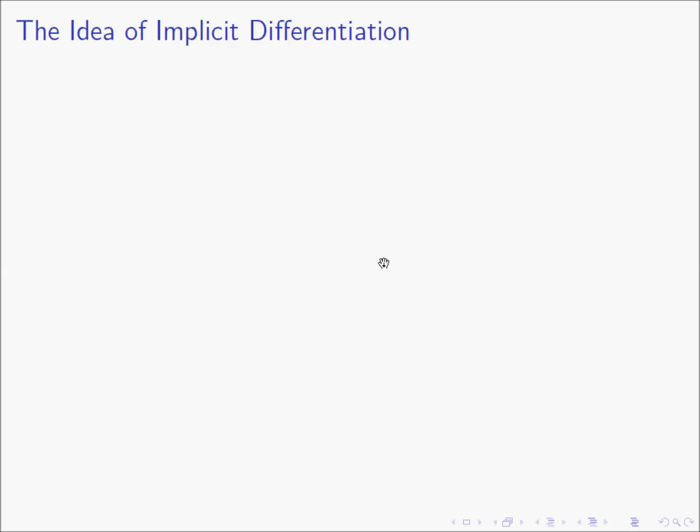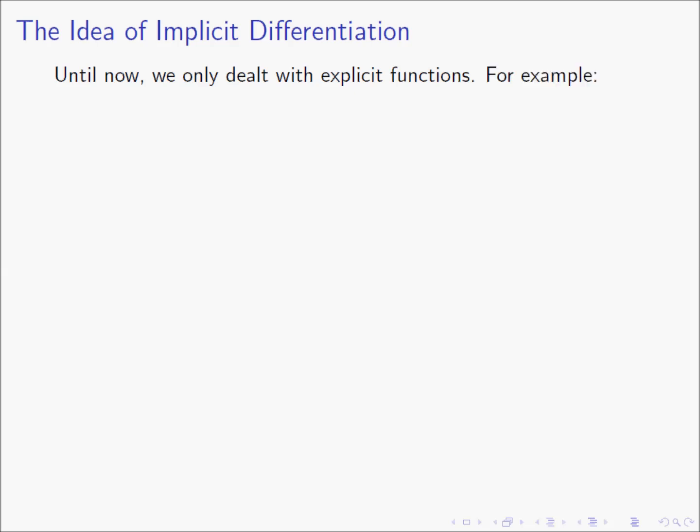What is implicit differentiation? Well, until now we only dealt with explicit functions. For example, the function f of x equals x squared. I call this function explicit because here we have f of x equals something. We have an explicit expression of the function. That is, given an x, we can calculate f of x directly.